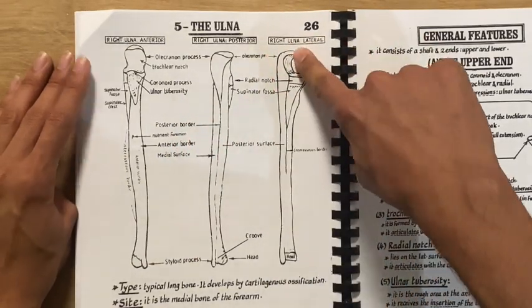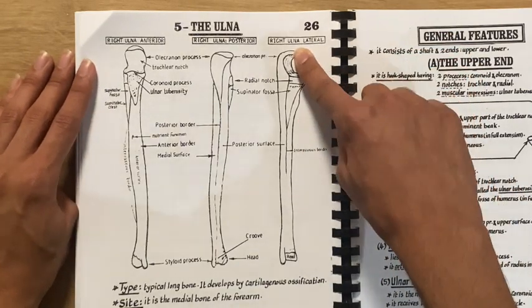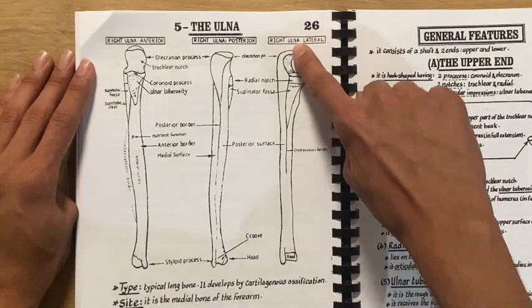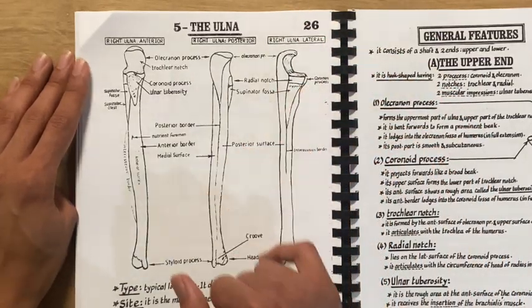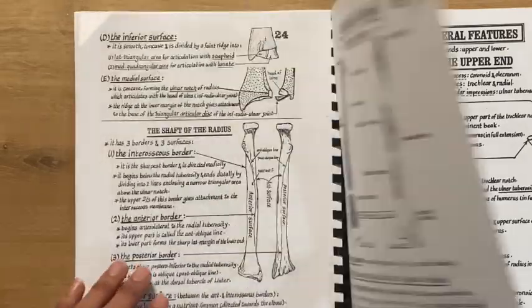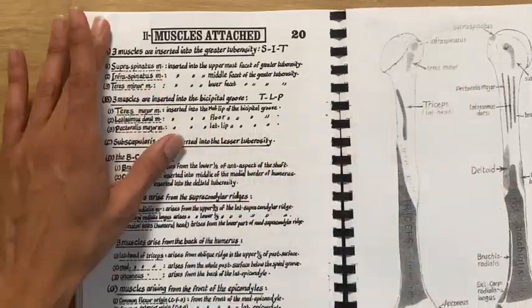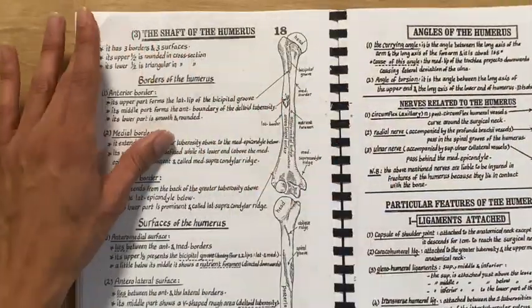this is what inserts into the olecranon fossa and the posterior aspect of the distal aspect of the humerus when the arm is extended. The coronoid process is what enters the coronoid fossa that I have mentioned over here. Just a quick reminder on the humerus.